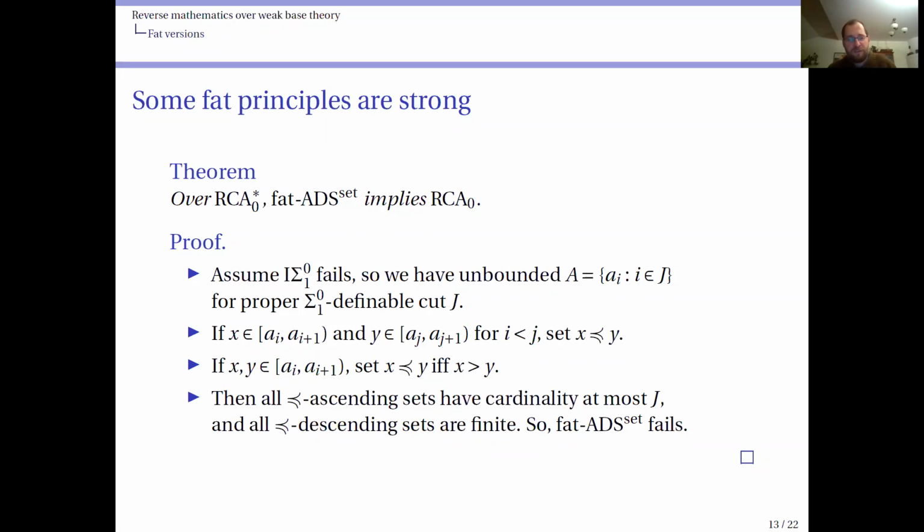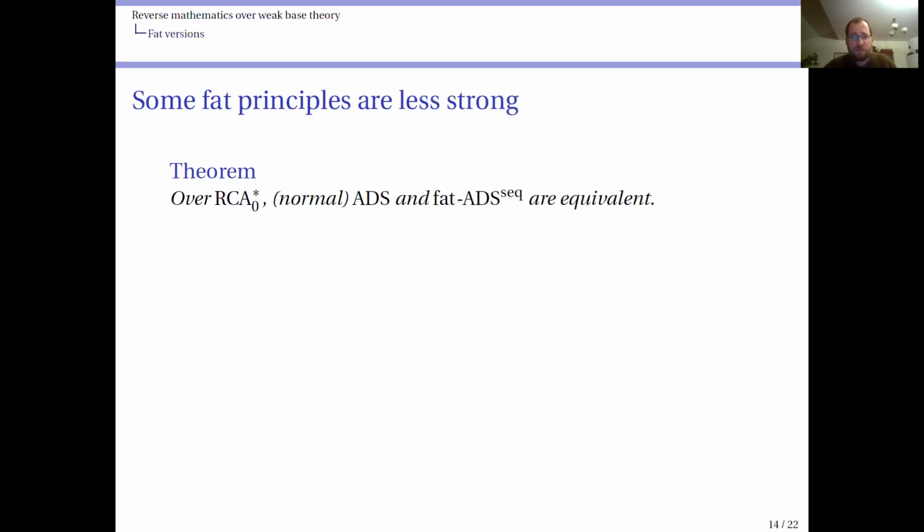So if you've got failure of induction, you get failure of this version of ADS, this fat set version of ADS. So one wonders what happens concerning the sequence version of ADS.